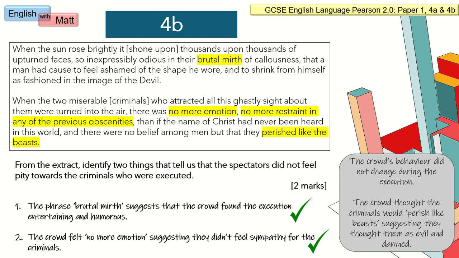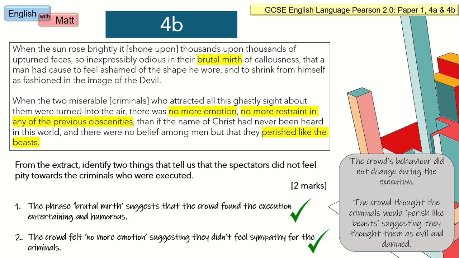All of these yellow points are things which we could interpret using the word suggesting or suggests. So the phrase brutal mirth suggests that the crowd found the execution entertaining and humorous. Mirth means happiness, laughter, celebration almost. So it's almost as if these spectators were taking delight in seeing the execution of these 2 criminals. The second point could be the crowd felt no more emotion, suggesting they didn't feel sympathy for the criminals. They had absolutely no pity for them at all and viewed them as almost like animals.